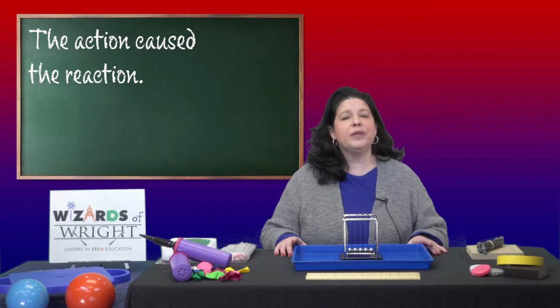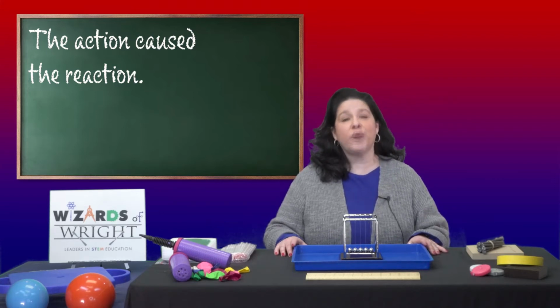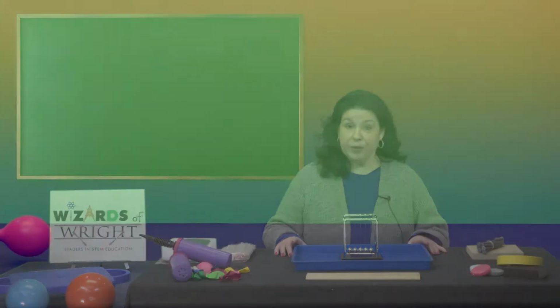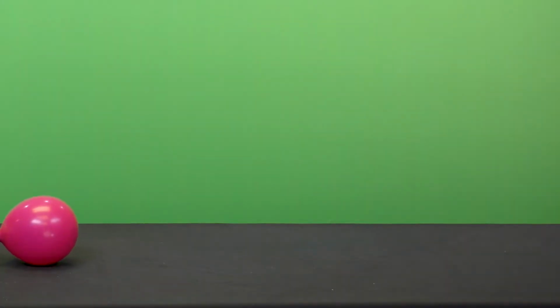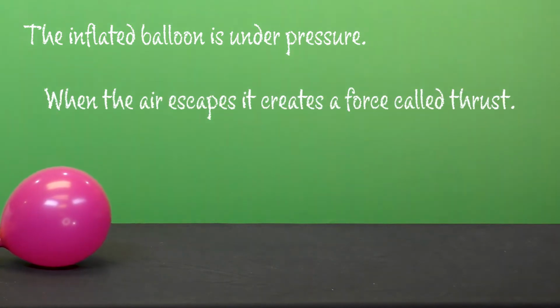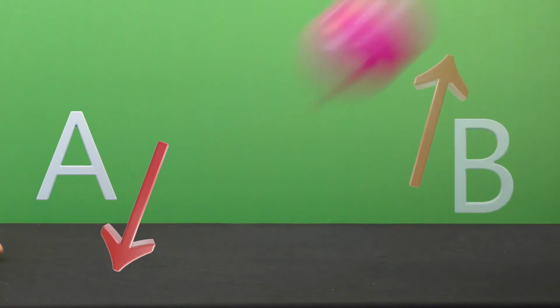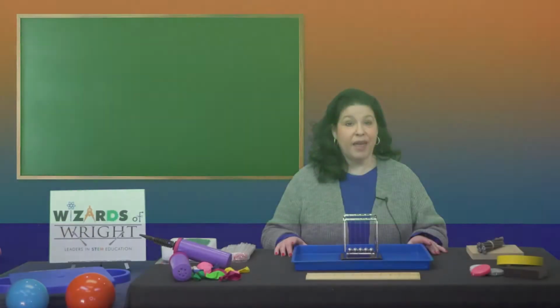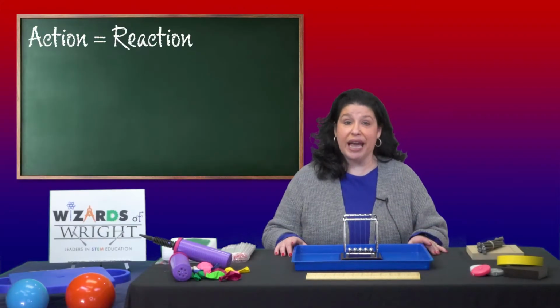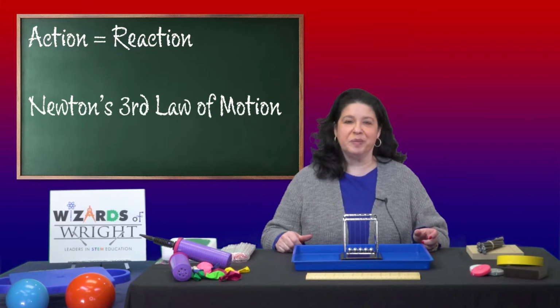Let's think about a simple action-reaction experiment you've probably all had the experience with already. When you blow up a balloon, you are filling it up with air that is under pressure. When the air escapes from the balloon, or when you let go of it, the escaping air exerts thrust or force on the balloon, which propels it forward. The air escapes backward, and the balloon races forward. There's an action, and then a reaction, or more formally known as Newton's third law of motion.